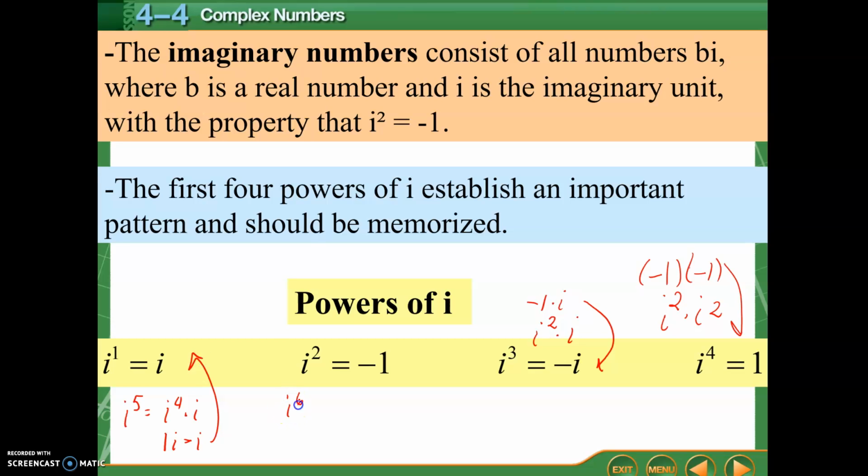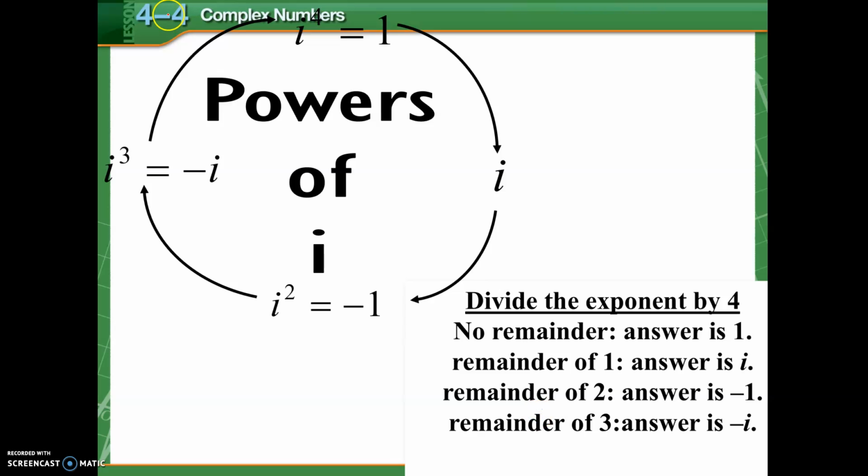i to the sixth is i to the fourth times i squared, which is 1 times -1. When I multiply it, I get -1. So everything goes right back through that cycle. Every 4 i's, it goes through that cycle again. So that is the power of i cycle. We're going to divide the exponent by 4, and if there is no remainder, the answer is 1. If there is a remainder of 1, the answer is i, if there is a remainder of 2, the answer is -1, and if there's a remainder of 3, the answer is -i.